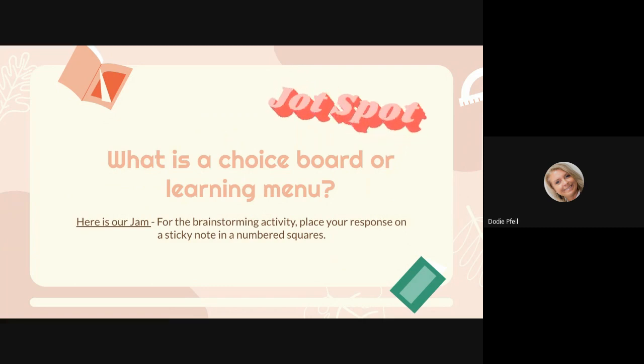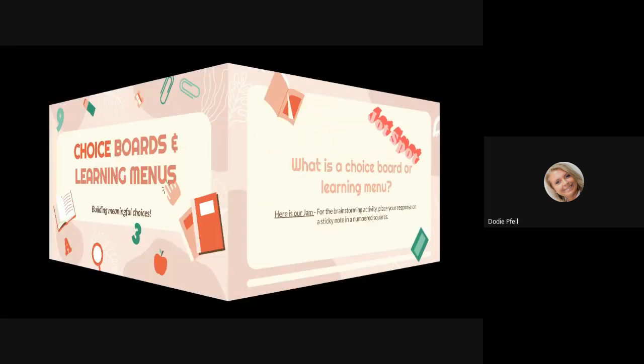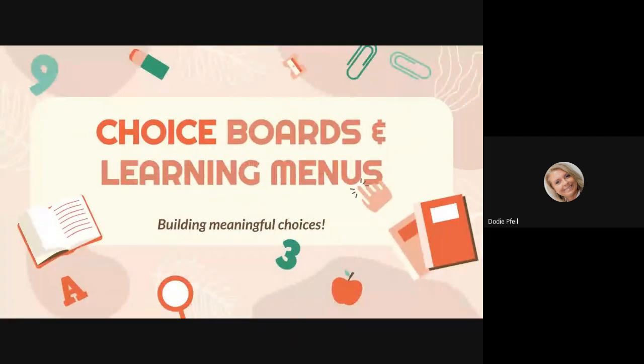Yeah, so the one thing that people talk about is engagement. How do you engage learners? Novelty, variety, choice. Choice is a big one. But it has to be meaningful choices. So it goes back to that first slide, building meaningful choices.